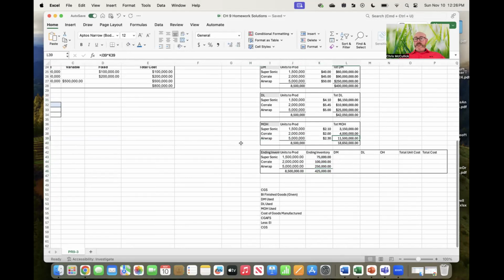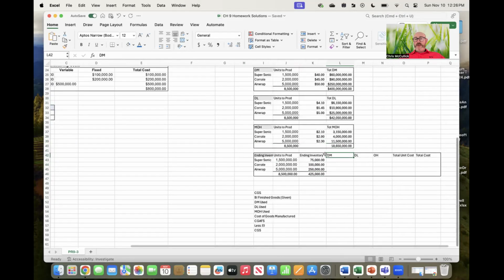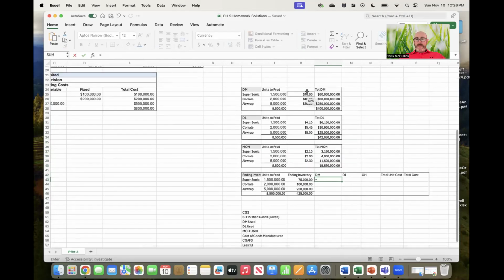Okay, the next piece I need to do is pull down the direct materials cost. Again, we've already pulled that from here, so I'm just going to copy this, paste it. I'm going to go over here, pull down the direct labor cost, copy it, paste it. I'm going to pull down the overhead cost, copy it, paste it. Now we've got all of those because we already did the hard work of organizing it and calculating it where necessary for things like the manufacturing overhead.